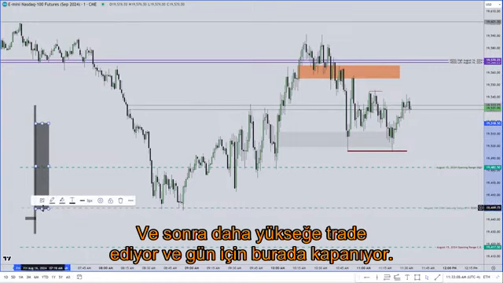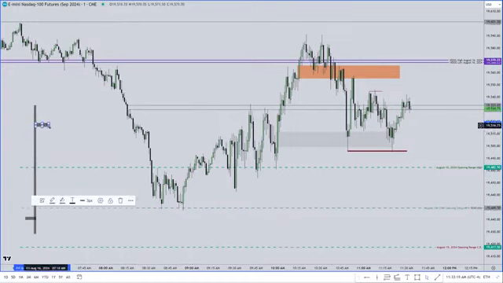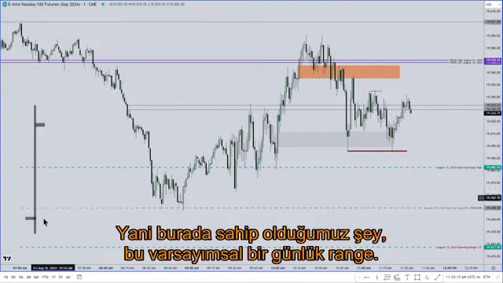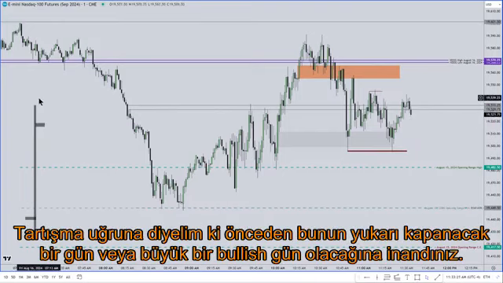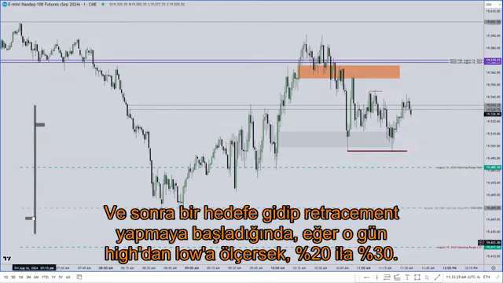And this is where it closes for the day. All right. So what we have here is a hypothetical daily range. Let's, for the sake of argument, say that you believed in advance that it was going to be an up close day or a big bullish day.